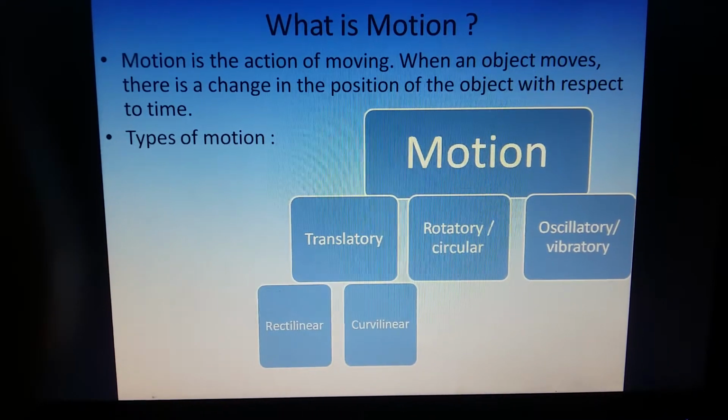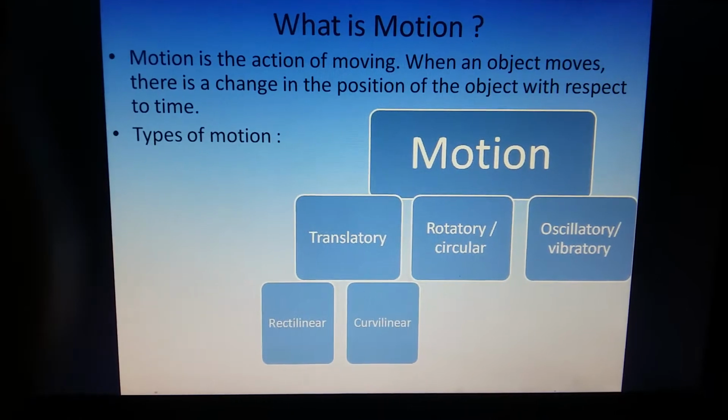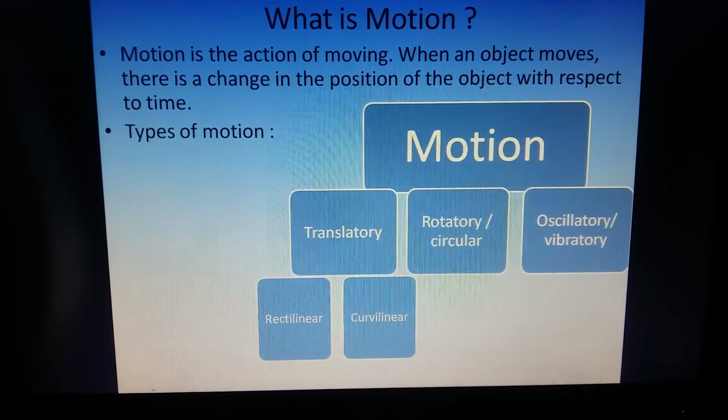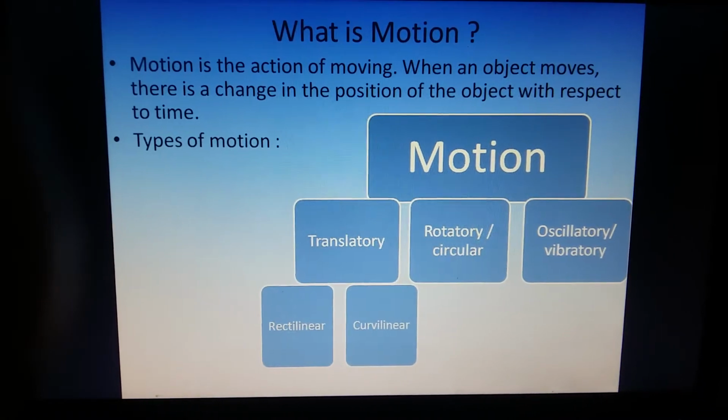When an object moves, that means when an object changes its position with respect to time, then change in position is nothing but motion.